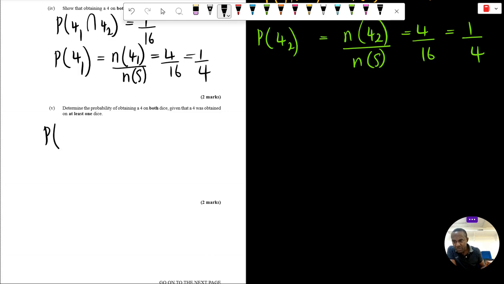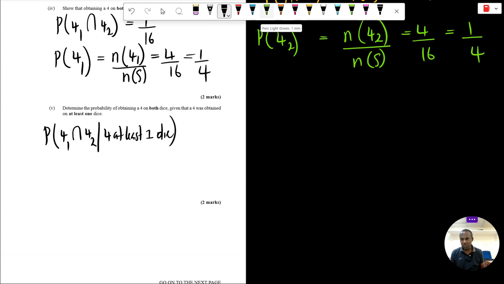So we say that the probability of obtaining, say, a 4 on both dice. So we're talking about a 4 on die 1 and a 4 on die 2, given that a 4 was obtained on, how do I express this now? On at least one die, right? So this is basically expressed as: the probability of obtaining a 4 on both dice, given that a 4 was obtained on at least one dice. Now again, this is a conditional probability, which you can try to simplify using smaller, short expressions.